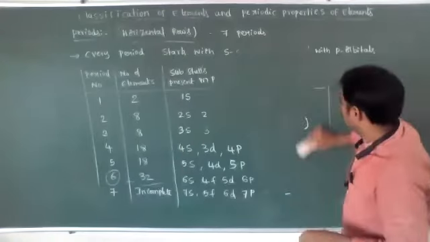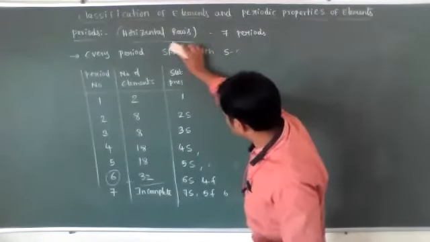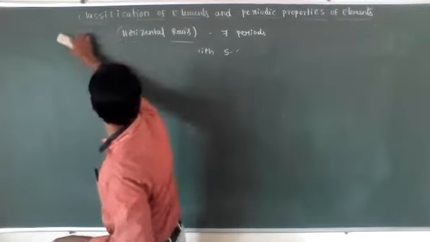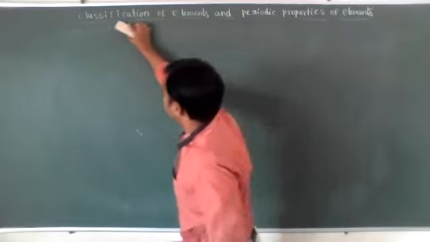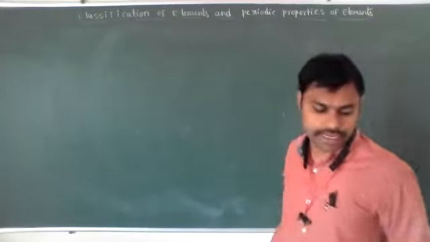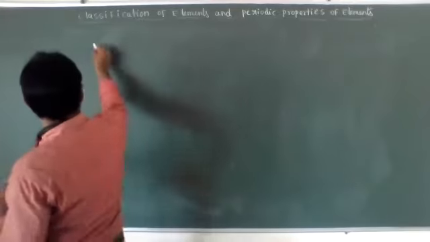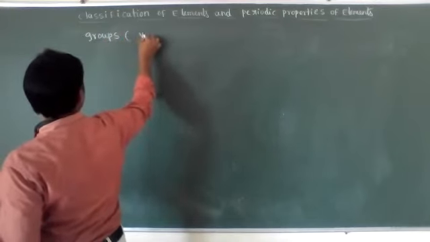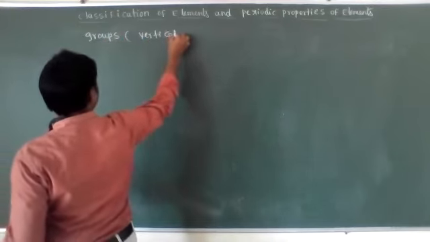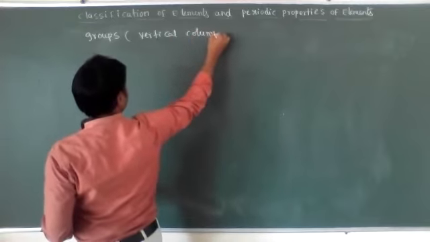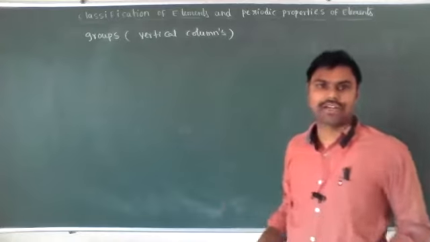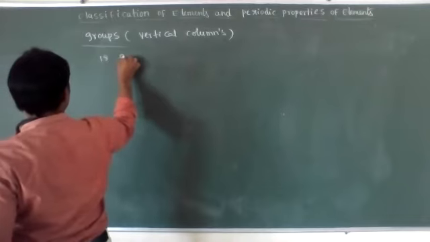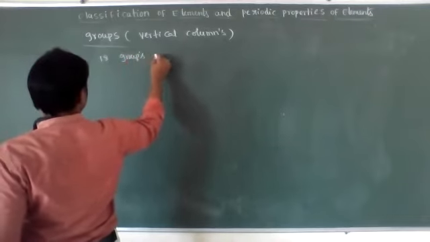This is about periods. Now come to the groups. There are 18 groups present. Groups are nothing but vertical columns. Vertical columns are called groups. So how many groups are present? 18 groups are present.